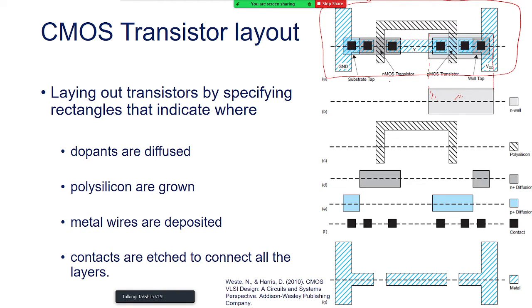Then I know that this is the layout of a CMOS inverter. So where is the NMOS transistor? Here. That is the source and the drain. And where is the PMOS transistor? It is sitting inside the N-well. So that's the drain and the source. So again, let's come back here.